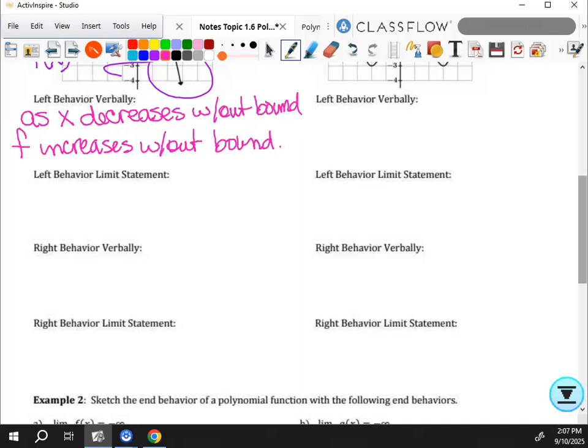You don't have to worry about restating them. I just want you to have it written out and have thought about it. Now, your left-hand limit notation would look like this. Here's how you write it.